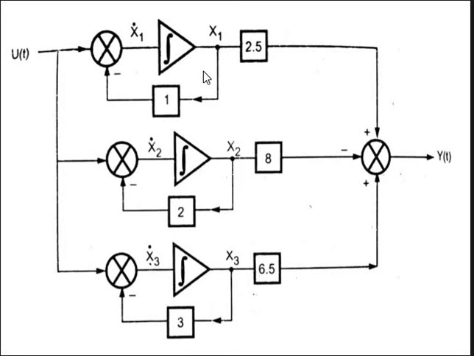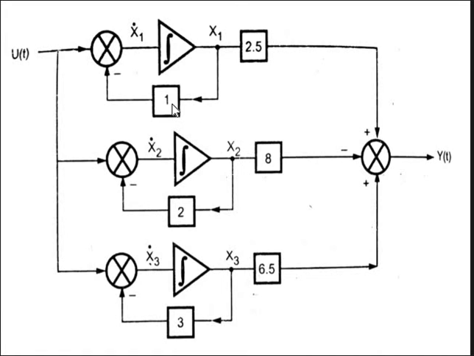Directly from this diagram we can draw the A, B, C and D matrix. Otherwise we can write the equations for x1 dot of t, x2 dot of t, x3 dot of t and output y of t. Then we can draw the A, B, C, D matrix. How to directly draw the A, B, C, D matrix was shown in previous methods. That is the basic method. So now by using that method, I will write the A, B, C and D matrix.